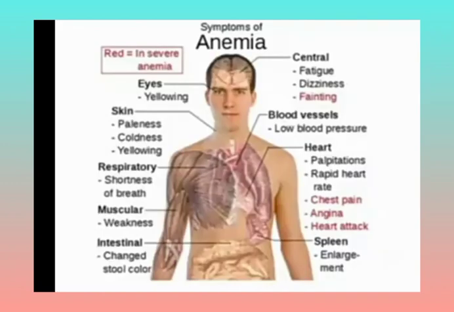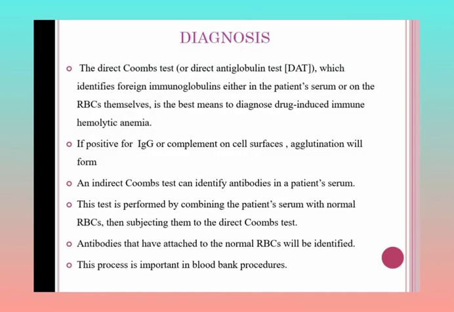Now coming to the diagnosis, as I have said in the previous test, there is the direct Coombs test. The direct Coombs test can also be called the DAT, or direct antiglobulin test. This test identifies foreign immunoglobulins either in the patient's serum or on the RBCs. It is the best means to diagnose drug-induced immune hemolytic anemia. If it is positive for IgG or complement on cell surfaces, agglutination will form.